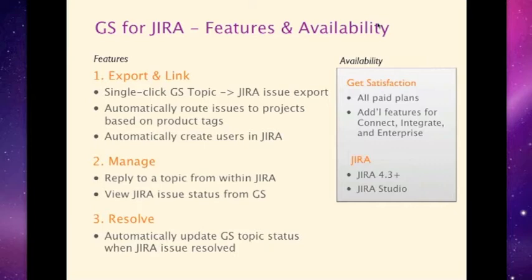Just before I go forward with diving into each of the features, I want to quickly talk about availability. As I mentioned earlier, we're in a private beta program right now, but when this integration becomes generally available, it'll be available on all paid plans for Get Satisfaction. So that's Start all the way up to Enterprise. There are some additional features offered as part of the integration for certain plan levels, basically Connect, Integrate, and Enterprise. And the supported Jira versions are Jira 4.3 and above, and Jira Studio, which is also running on Jira 4.3.